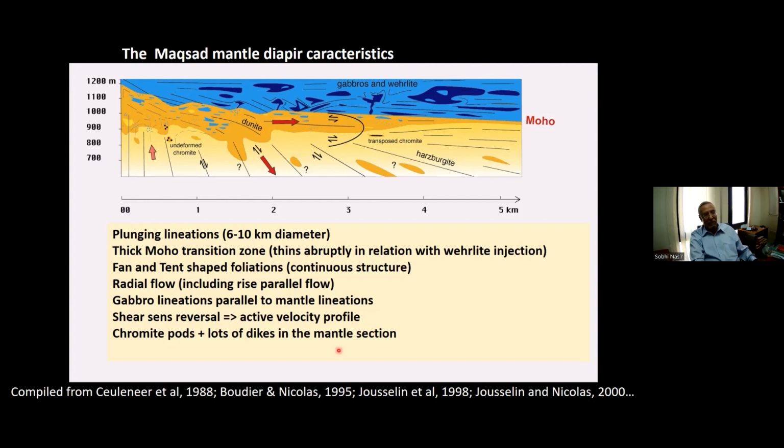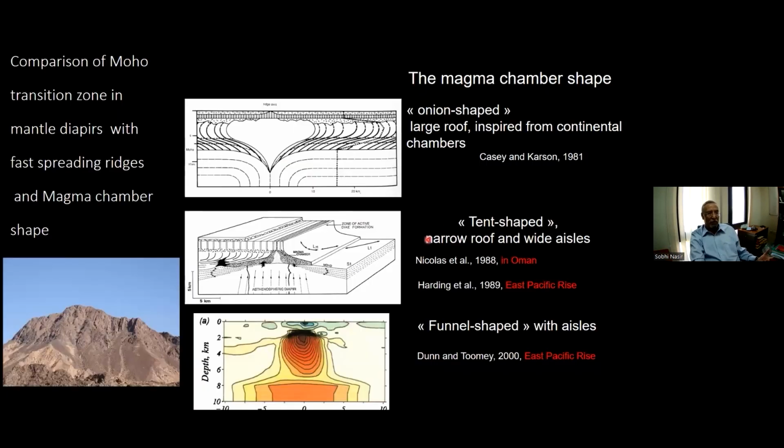So they take these evidences to support their theory on mid-ocean ridge by comparing these magma chamber or diapir with what's going on at the present time. So they compare the MOR transition zone, the mantle diapir, with fast spreading ridge and magma chamber shape. And for magma chamber shape, we have different types.